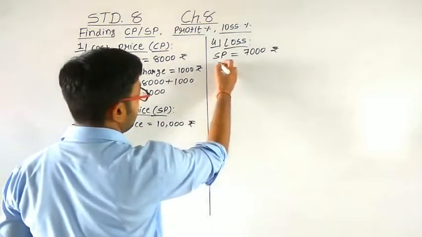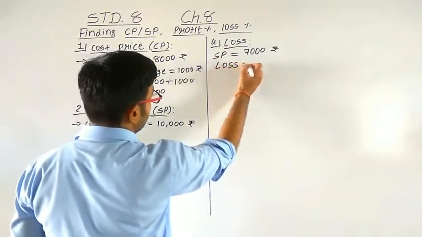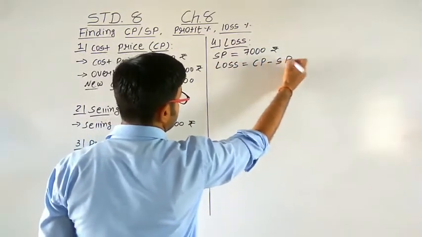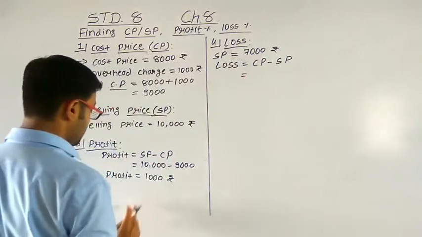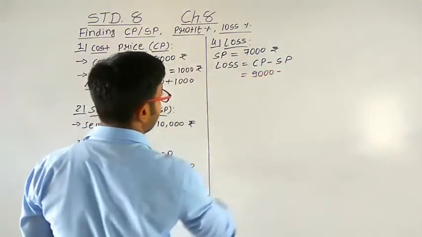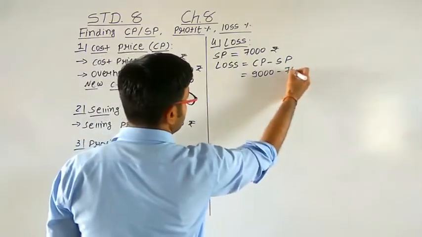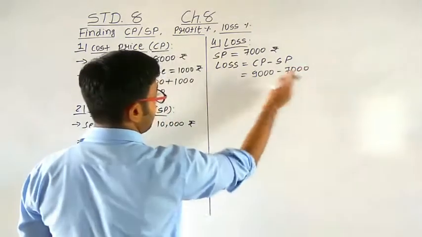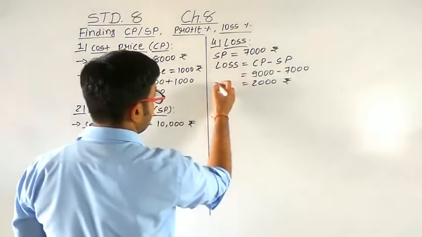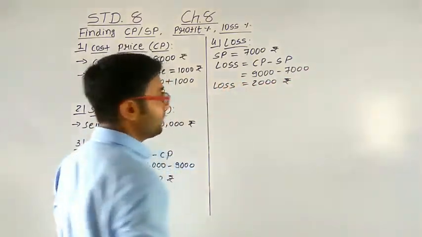So how can we calculate the loss? Loss we can calculate as cost price minus selling price. What is the cost price? Cost price here is 9,000 minus selling price 7,000. So 2,000 rupees. You have a loss of rupees 2,000.